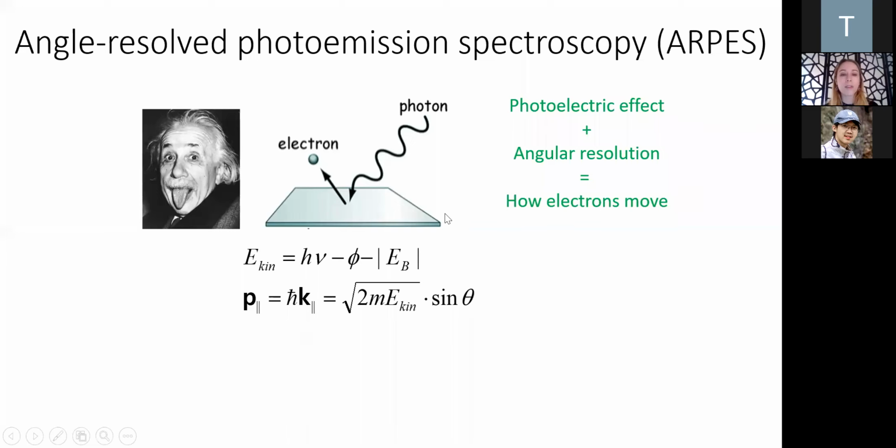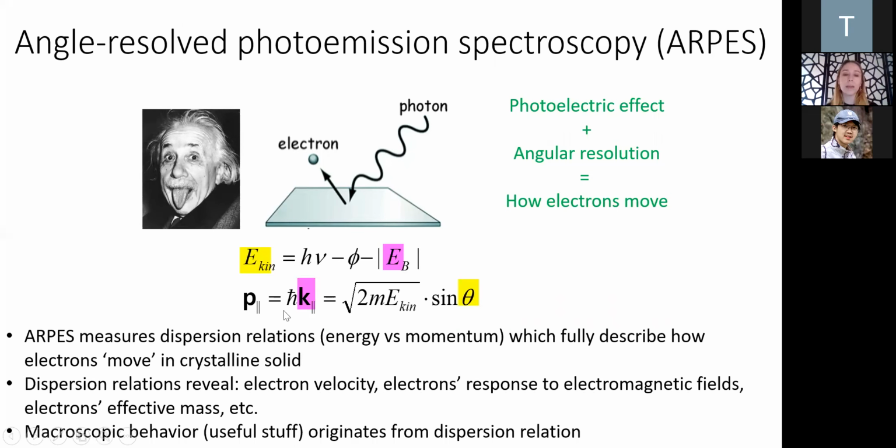That is governed by 2 relatively simple equations. One thing that we measure in ARPES is the kinetic energy, which can be related by things that we know, the photon energy of light we use, the work function. And the other quantity that's measured is the emission angle, the angle with which the electron flies off from the crystal. That can be connected to the momentum that the electron had inside the crystal. So basically, ARPES measures energy versus momentum, which is a dispersion relation. This is a technique that can fully describe how electrons move in a crystalline solid.